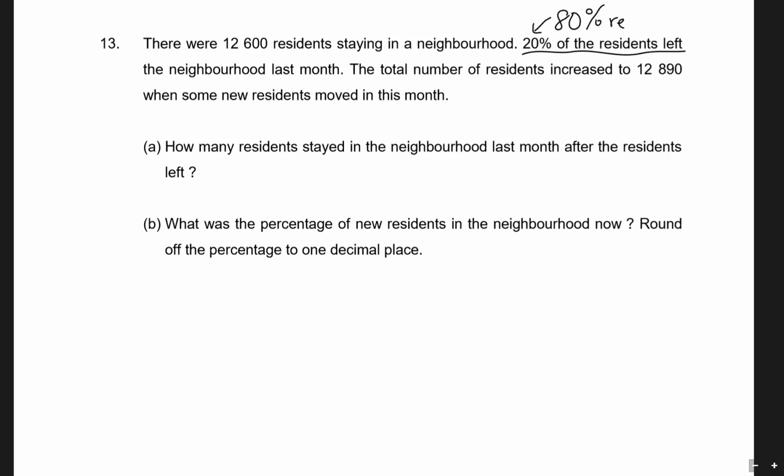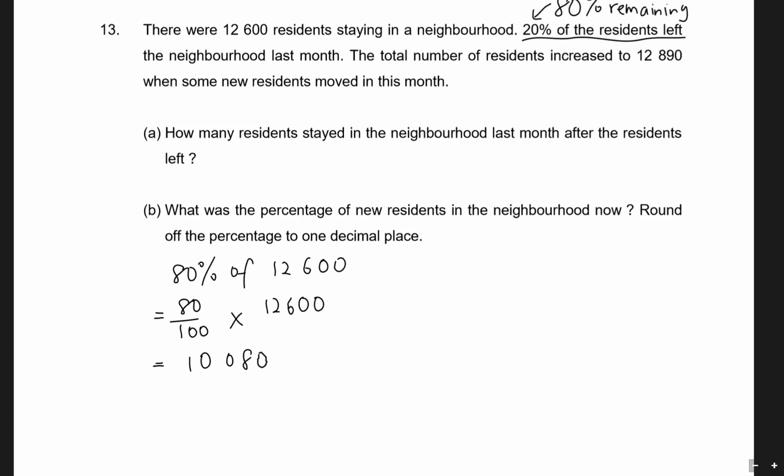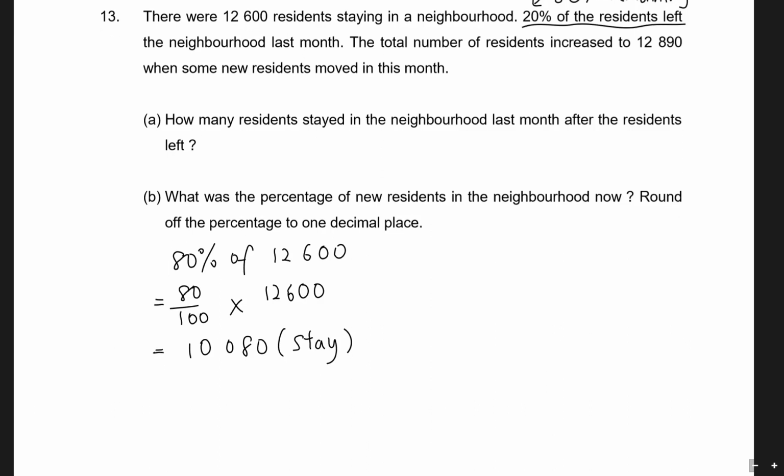Okay, remaining will be 80%. So we want to find out how much is this 80% who are staying, because 20% has left, right? So let's change this to a fraction of, which means times 12,600, which will give us 10,080. These are the people who are still staying. 20% left already.